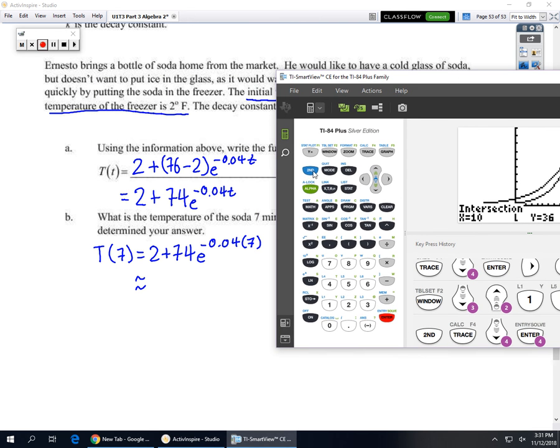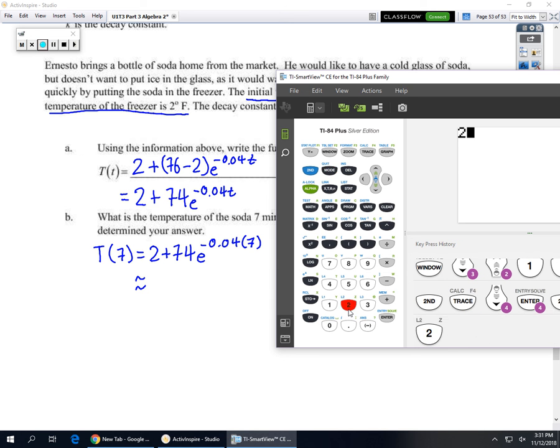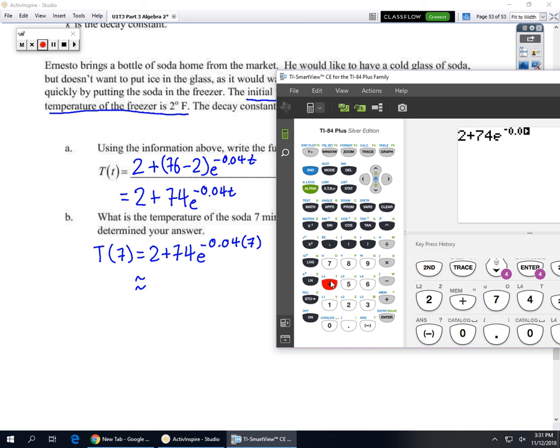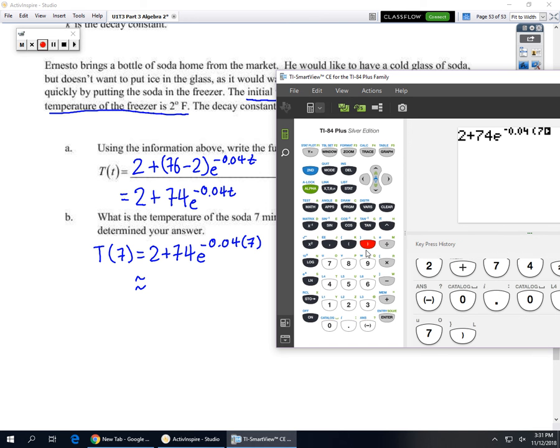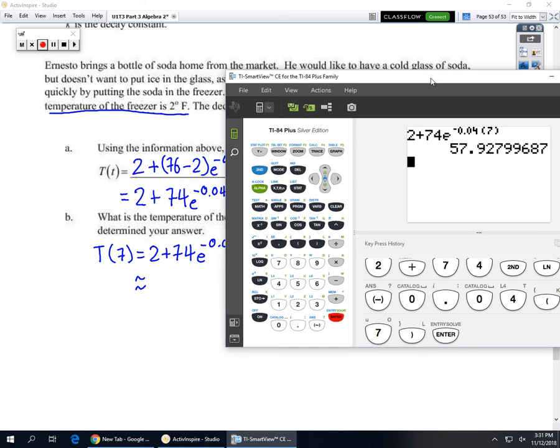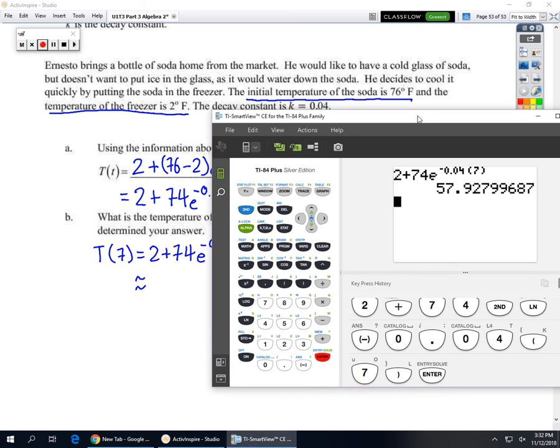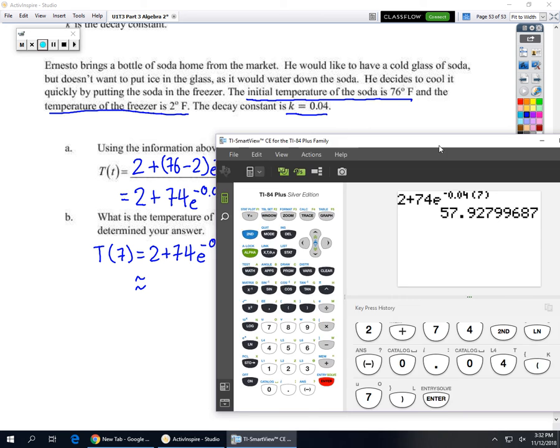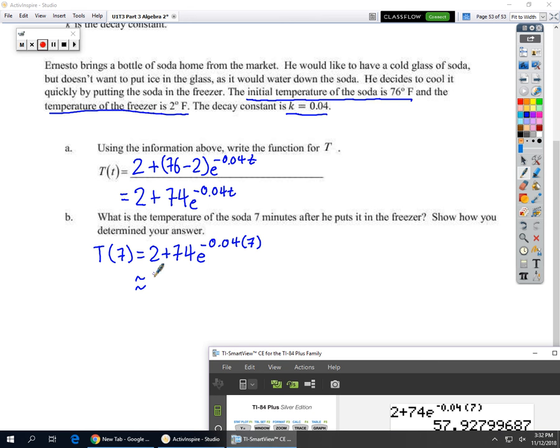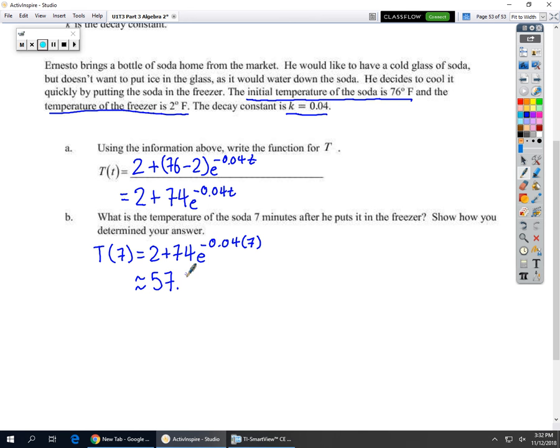Let's get this out of the way. So I should be getting 2 plus 74 e to the negative 0.04, you don't really have to put the first 0, times 7. There you go, 57.927. Right? I'll just put 3 decimal places to be safe. So the answer is 57.928 degrees Fahrenheit. All right, that's it. Cool.